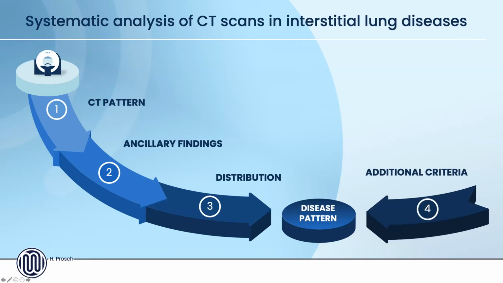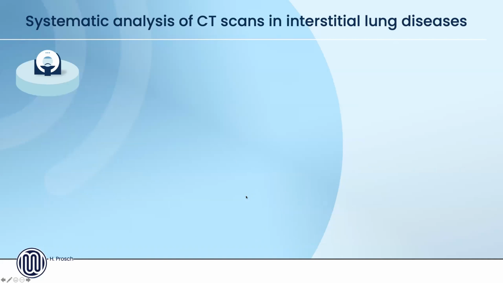And this is the starting point then for our discussion. Sometimes we need also additional criteria as radiologists, but we will focus today on the CT pattern, the ancillary findings, and the distribution. Let's get started with the CT pattern.